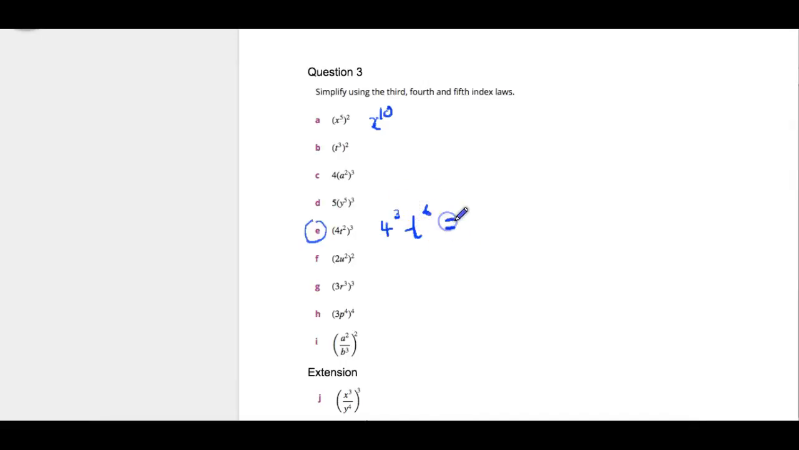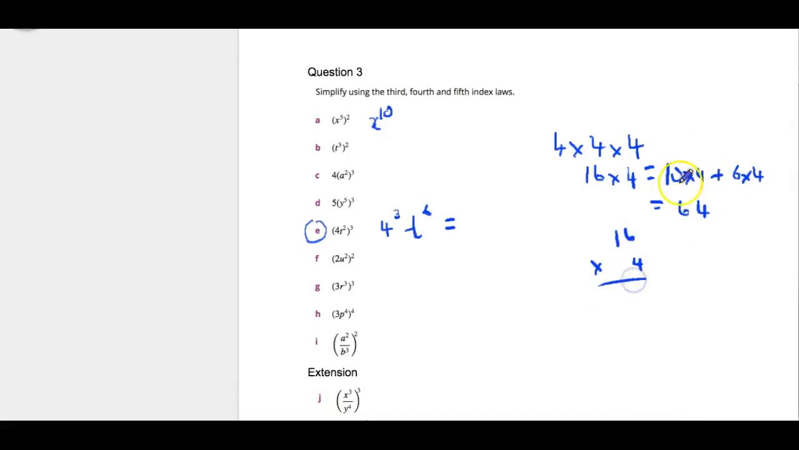Now you should know what 4 cubed is. Maybe not off the top of your head, but you can easily work it out. 4 times 4 is 16. So then we do 16 times 4. I would do 10 times 4 plus 6 times 4, which is 40 plus 24, 64. Or you can just do it the long way, how you would do it in primary school, which is exactly what I just did here. So what do we get? 64 t to the 6.